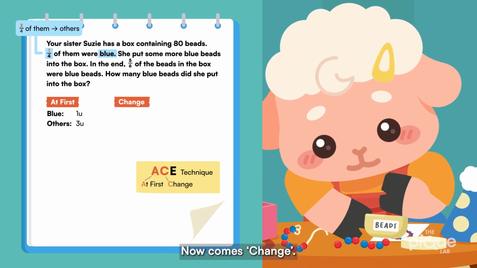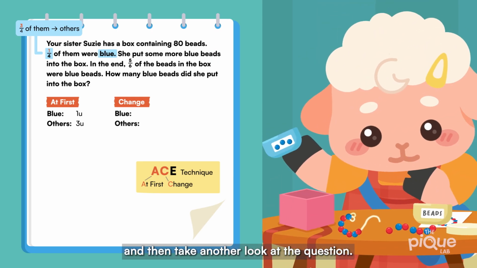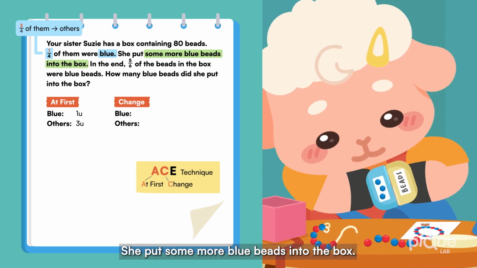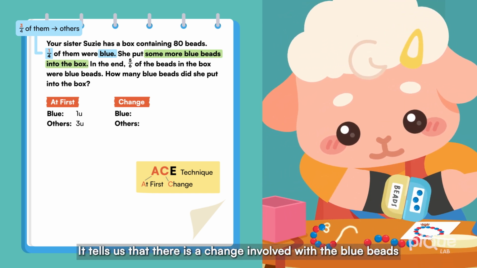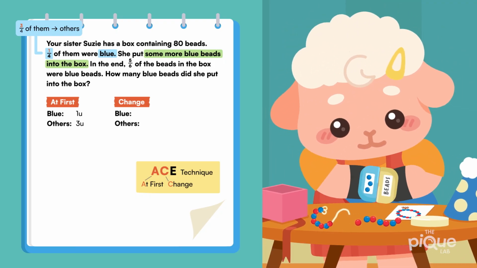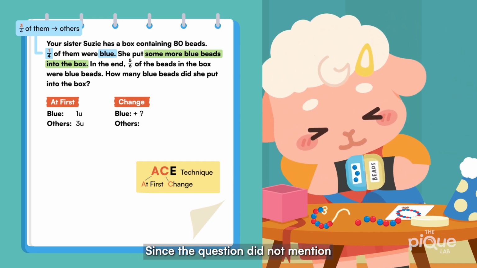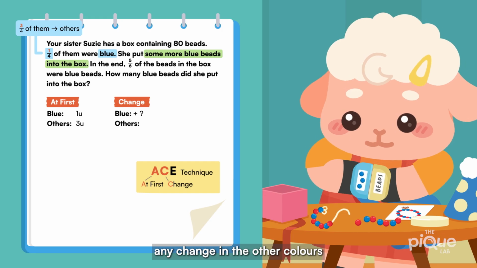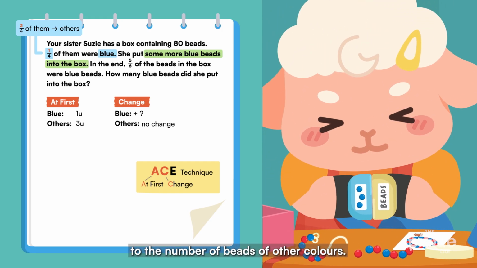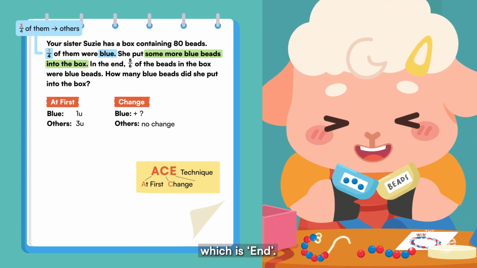Now comes change. Let's begin by putting the labels of blue and others under it, and then take another look at the question. She put some more blue beads into the box. Aha! It tells us that there is a change involved with the blue beads, but it does not tell us how many. So let's use a question mark to show the change for the blue beads. Since the question did not mention any change in the other colors, we can say that there is no change to the number of beads of other colors. Now that we are done with change, let's move on to the final one, which is end.